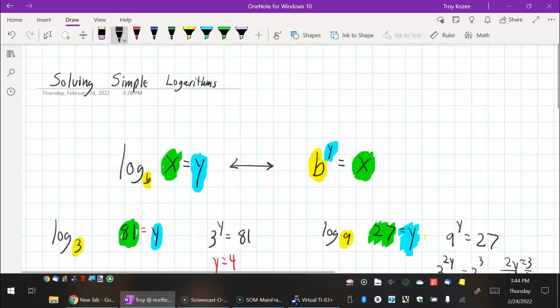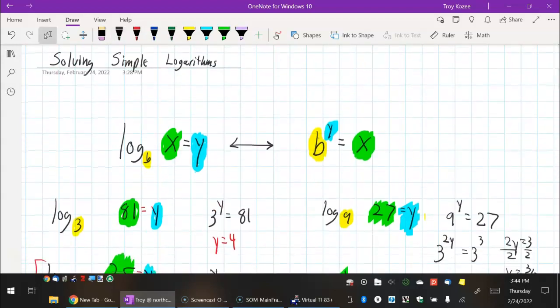Okay? So guys, this conversion, log to exponential, exponential to log, is going to be very useful for the assignment today.